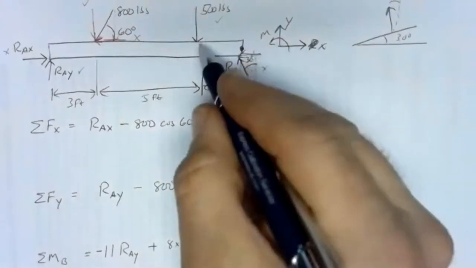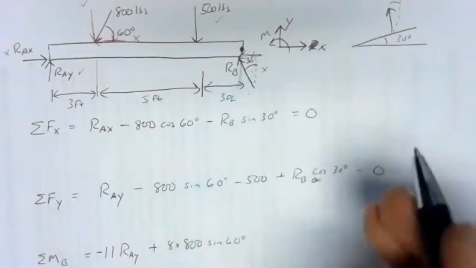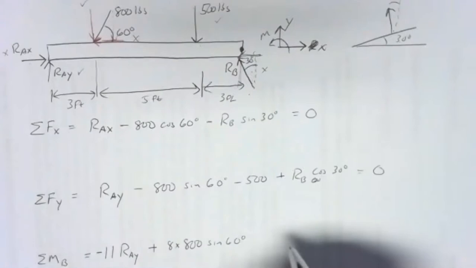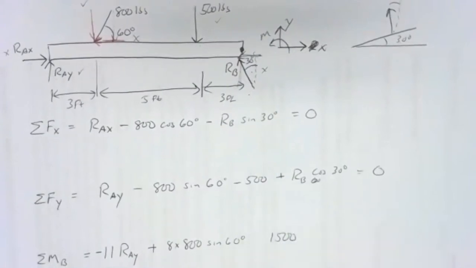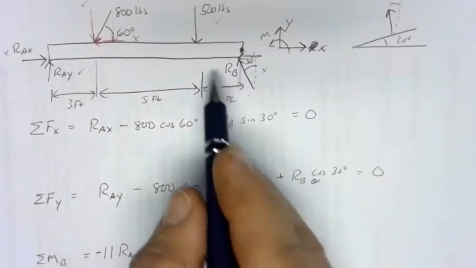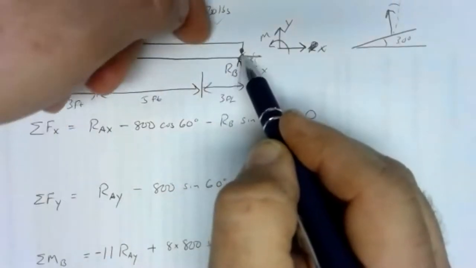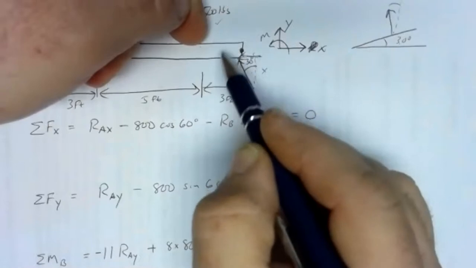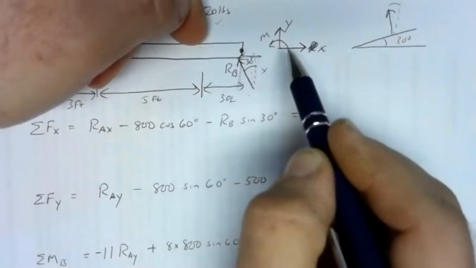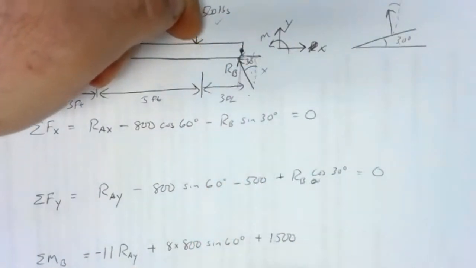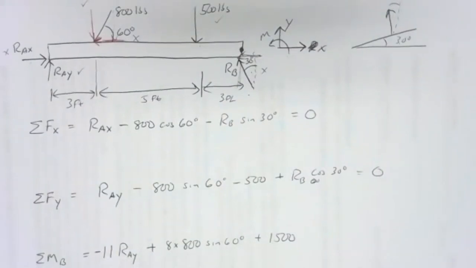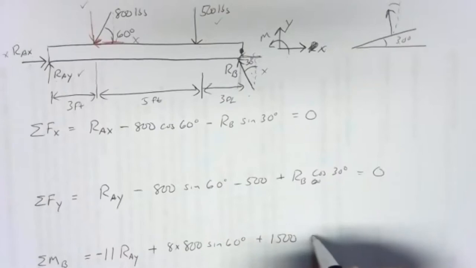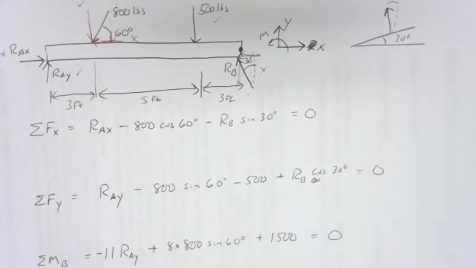And then we've got the 500-pound force. That 500-pound force is 3 feet away. 3 times 500 is 1,500, so we have a 1,500 foot-pound moment there. Pinned at B, pushing down there, that's going to be a counterclockwise rotation, so that's positive. So there we go. Those are the only forces that have moments, and that sum is equal to 0.